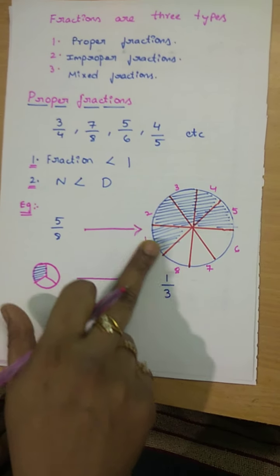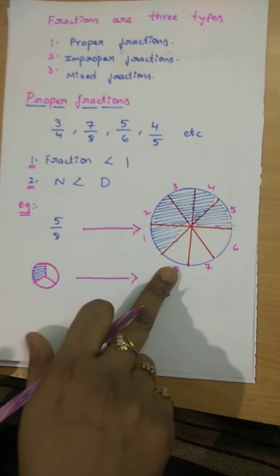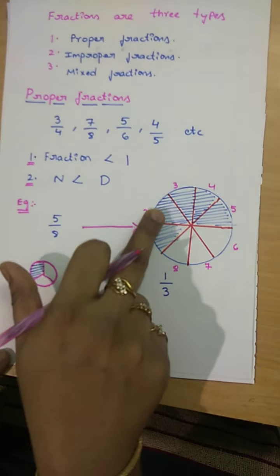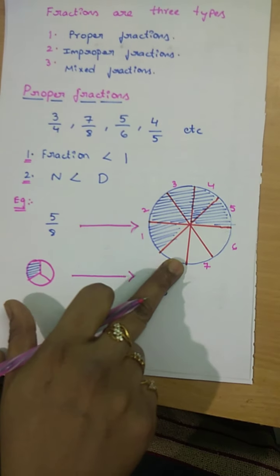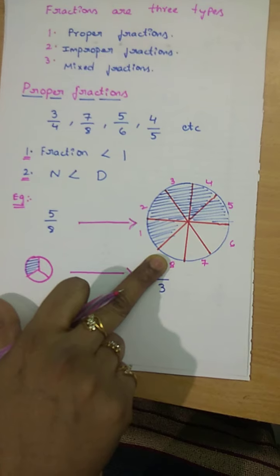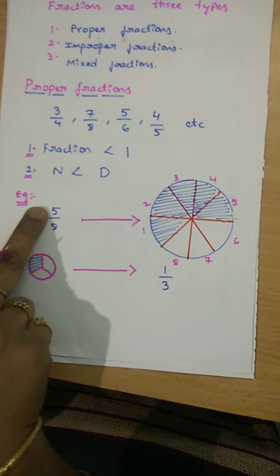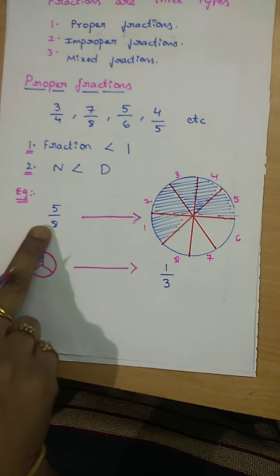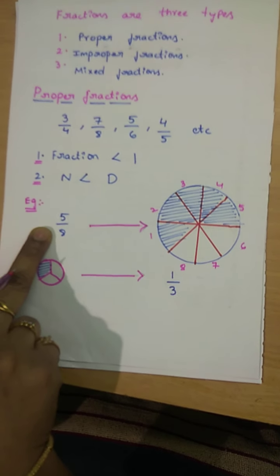5 parts are shaded and the total number of parts is 8: 1, 2, 3, 4, 5, 6, 7, 8. So in the numerator we write the shaded parts, 5, and in the denominator all the parts, 8. This is an example of a proper fraction.